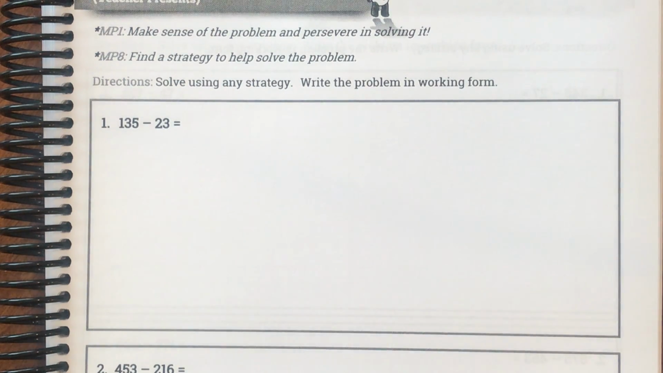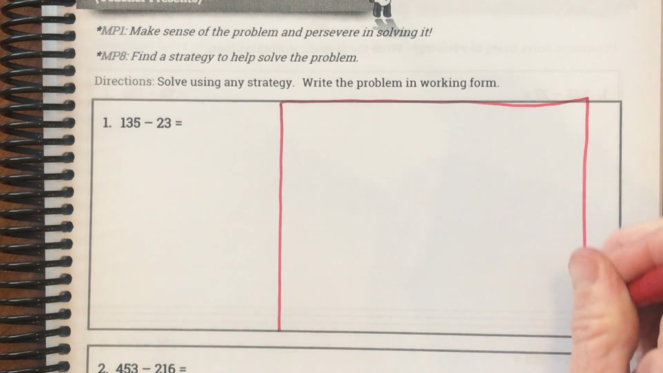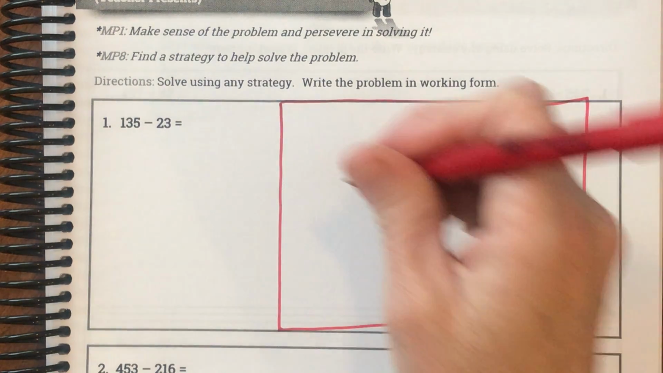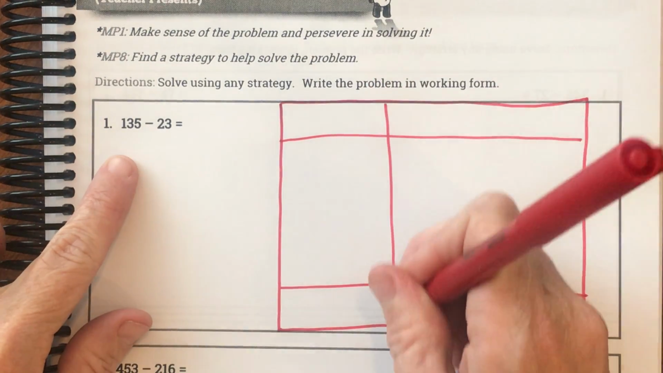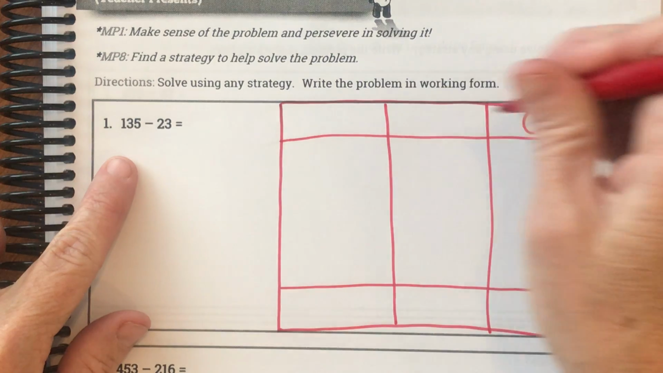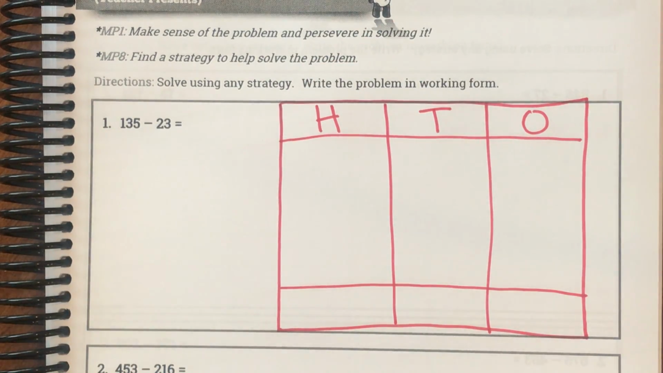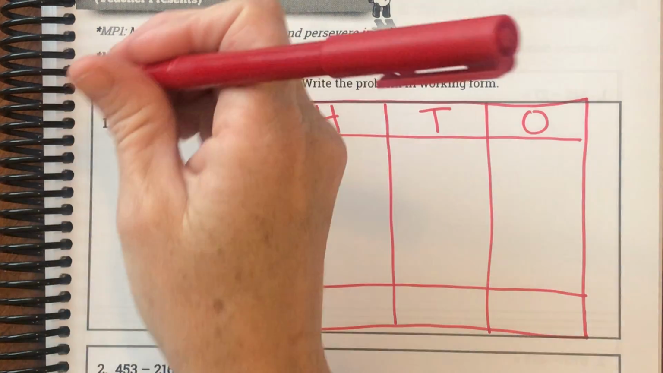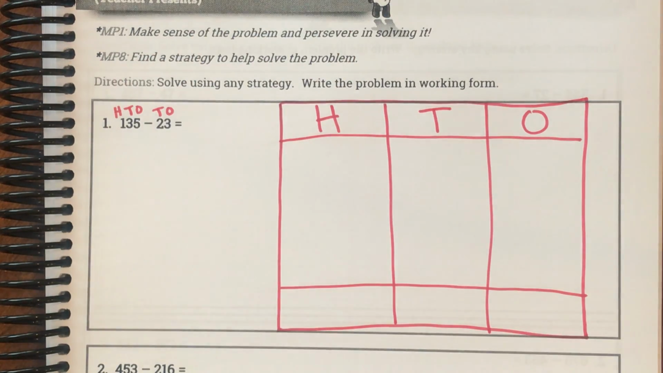135 subtract 23. Okay, so I'm going to get started by making my place value chart because both strategies require a place value chart. And because I have the hundreds, I'm going to need 3 columns because I need the ones, tens, and hundreds column. So for this problem, I'm going to use the draw a picture strategy. So I have ones, tens, and hundreds. I always like to put my place values on top. Okay, so for the draw a picture strategy, I draw my minuend.